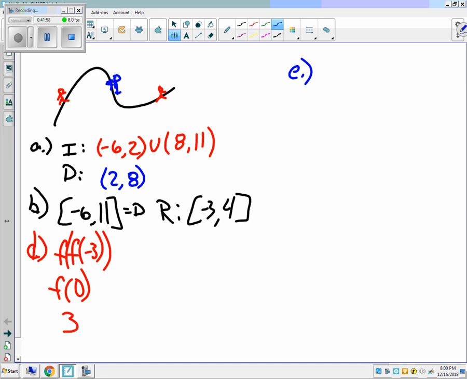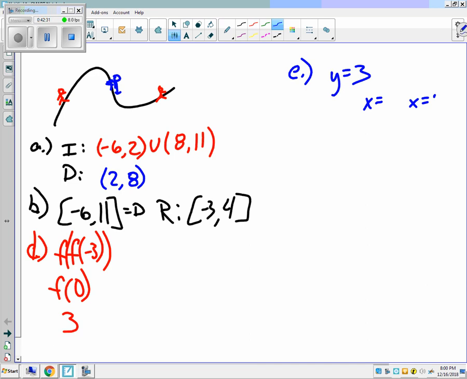Find the values of x such that, is that part E? Yeah. All right, so on E, it says find the values of x such that f of x equals 3. Remember, f of x is just the function value of x, which is a fancy way of saying y. So you can change the f of x to a y. It's just saying when y is equal to 3, what x values are we talking about?